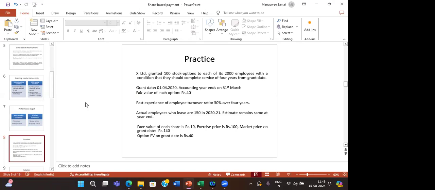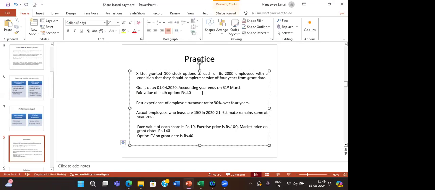Coming to this example, we just granted, let us say, 100 stock options to each of our 2000 employees. And the condition is that they should complete service of 4 years. It's a repetition since without this discussion, the flow will not be maintained. So I'm just covering it for revision purpose for you. And the grant date we defined is 1st April 2020. And your accounting year is ending on 31st March every year. And on the grant date, fair value of each option is rupees 40.